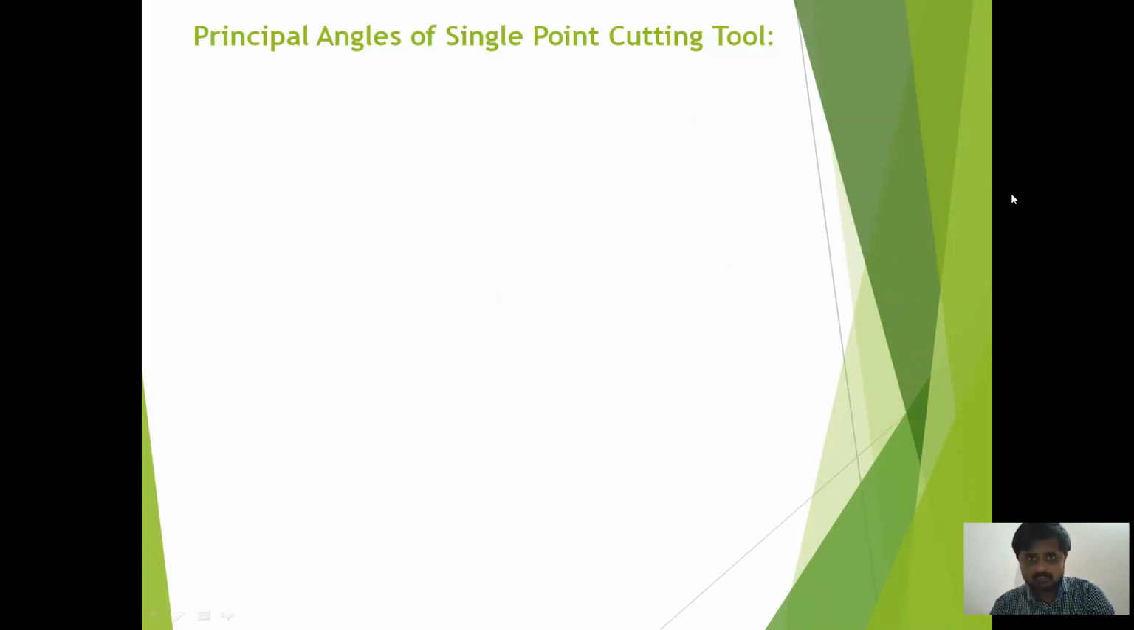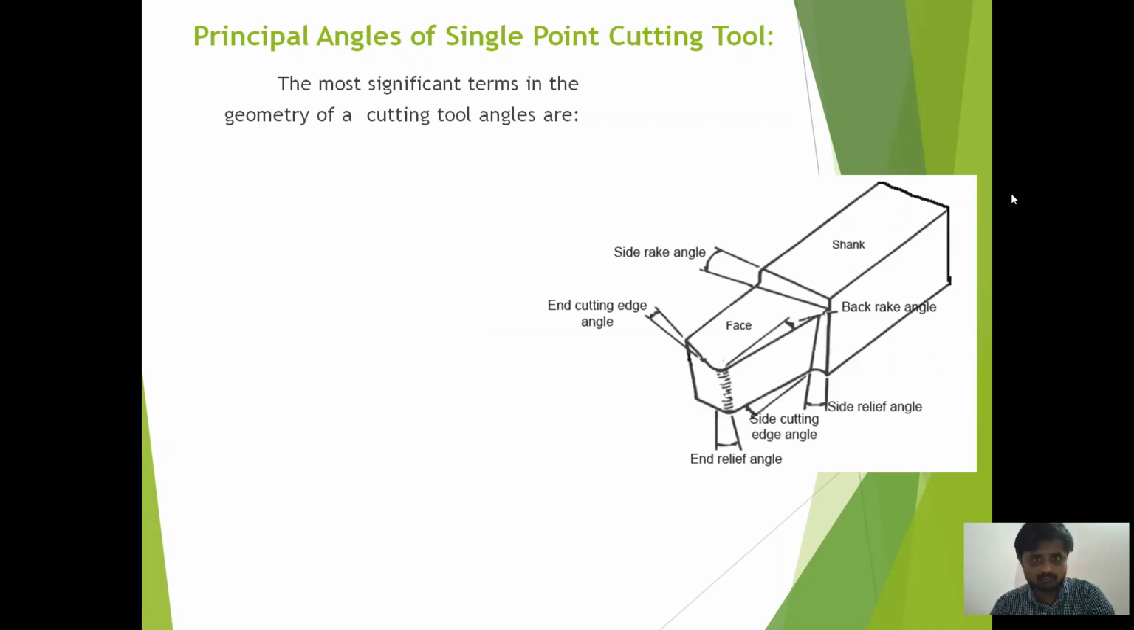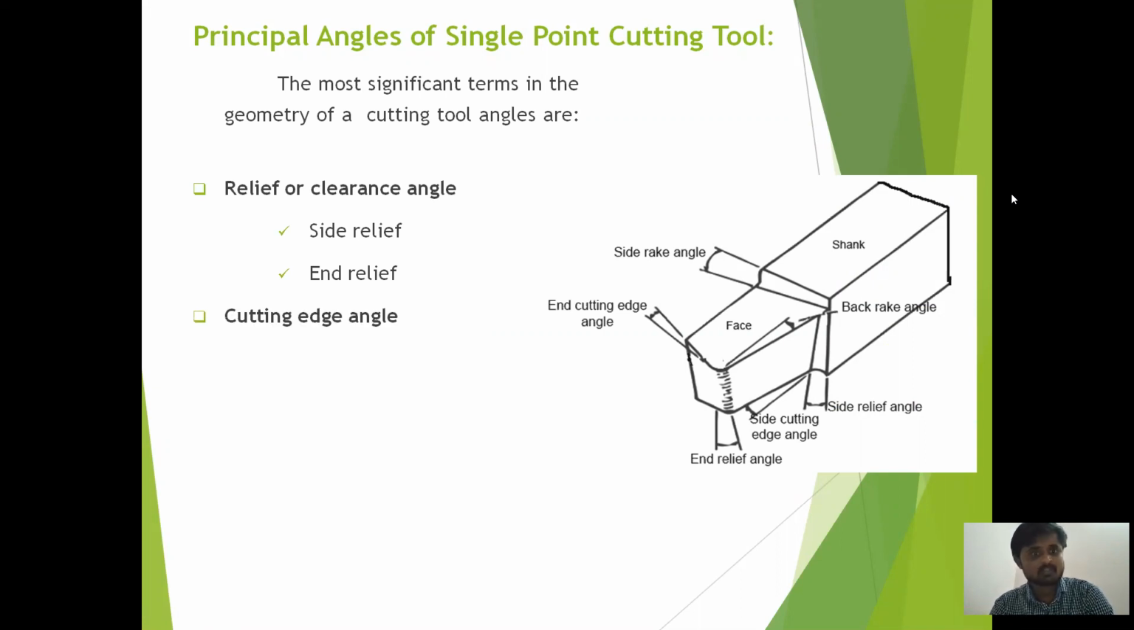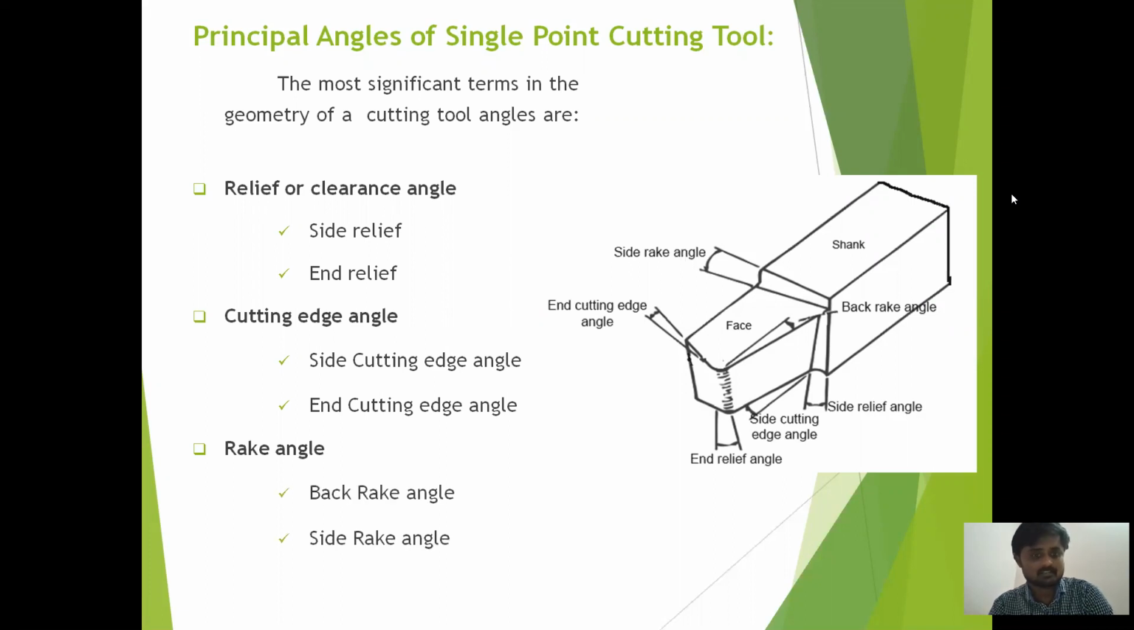The principal angles of a single point cutting tool. The most significant terms in the geometry of a single point cutting tool are relief angles, or you can call them clearance angles. There are two types of these clearance angles: side relief angle and end relief angle. Cutting edge angle is also classified into two types: side cutting edge angle and end cutting edge angle. The next one is the rake angle: back rake angle and side rake angle. The next one is the nose radius. So these are the total 7 elements.